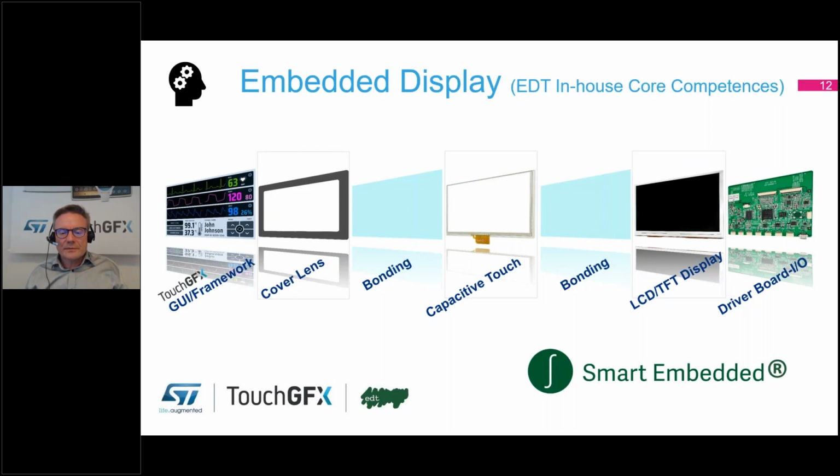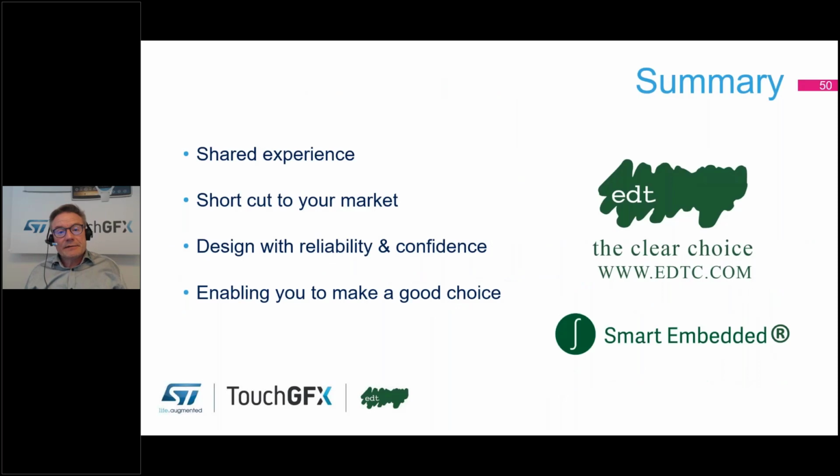Right, so coming to a conclusion here. We meant to share some experience and hopefully give you some ideas or some key knowledge that enables you to get a faster approach to reaching your market. And a little bit of reliability and confidence I hope to have brought over to you, certainly enabling you to make a good choice. And as you see, our logo says EDT, it's the clear choice, so why not? I mean, that's very obvious.